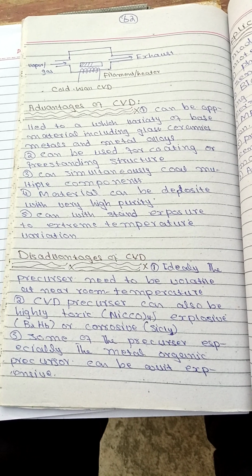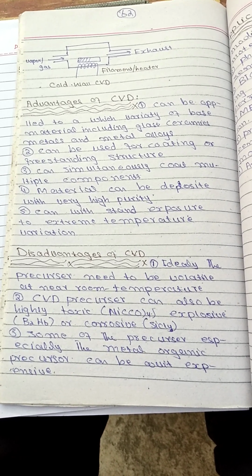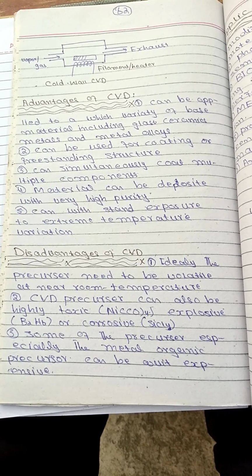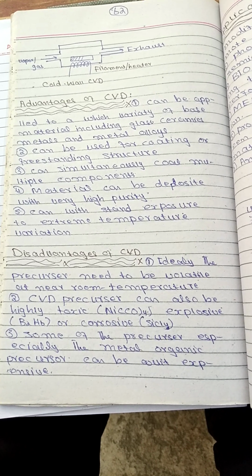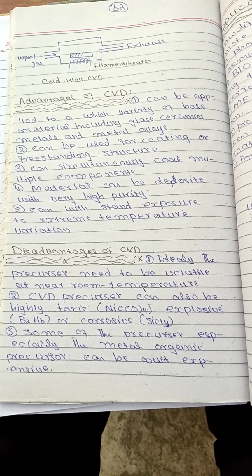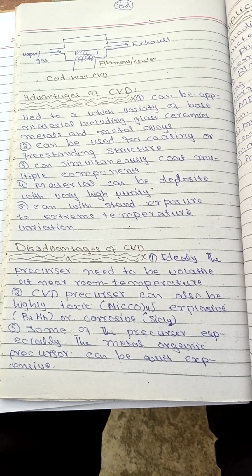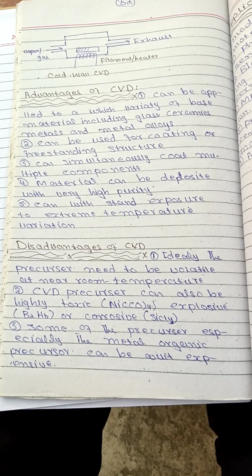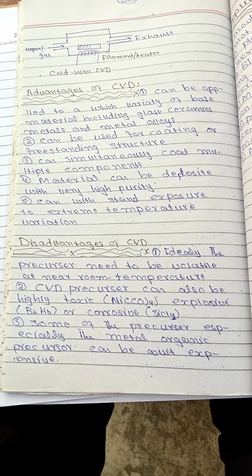Advantages of CVD: it can be applied to a wide variety of base materials including glass, ceramic materials and metal alloys. It can be used for coating and freestanding structures, and can simultaneously coat multiple components. Material can be deposited with very high purity and can withstand exposure to extreme temperature variation.